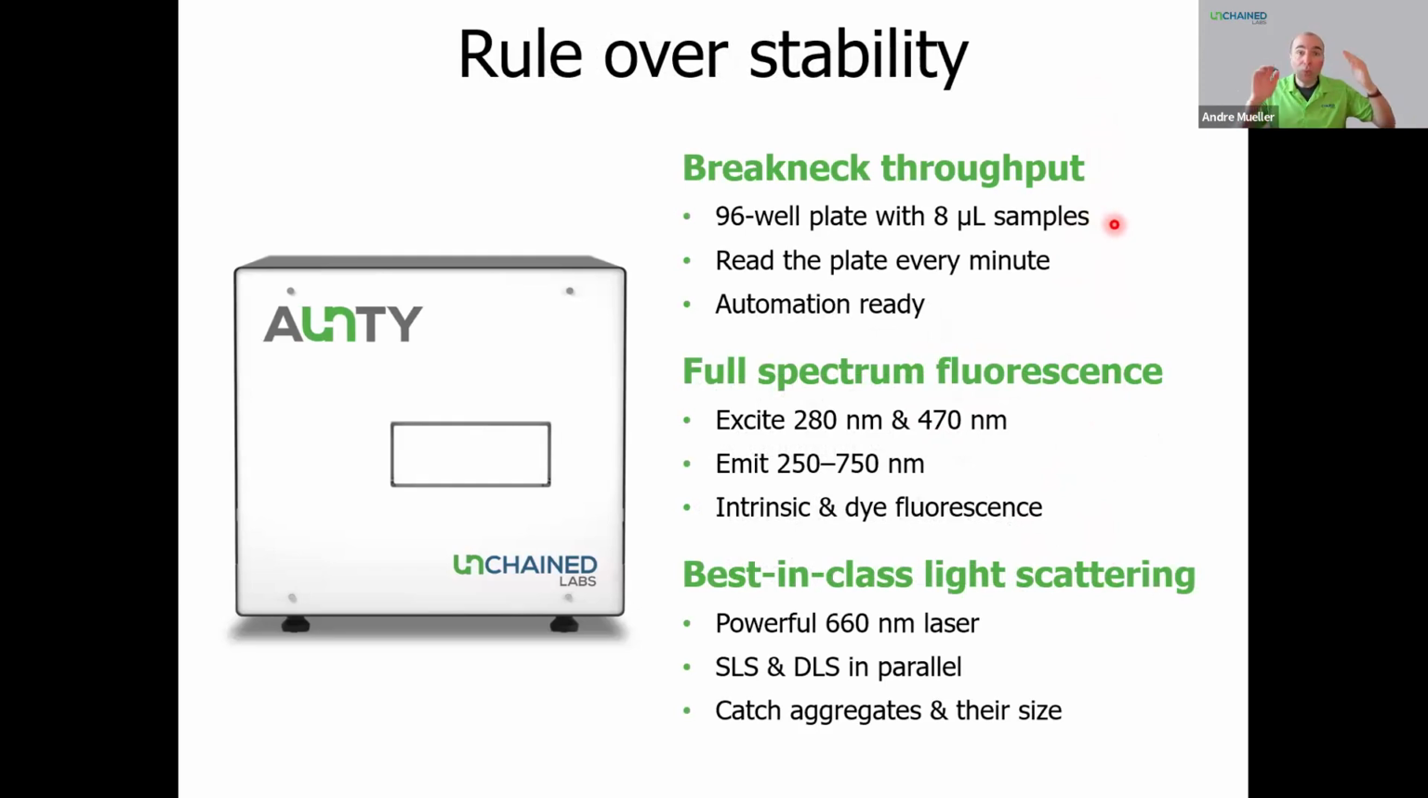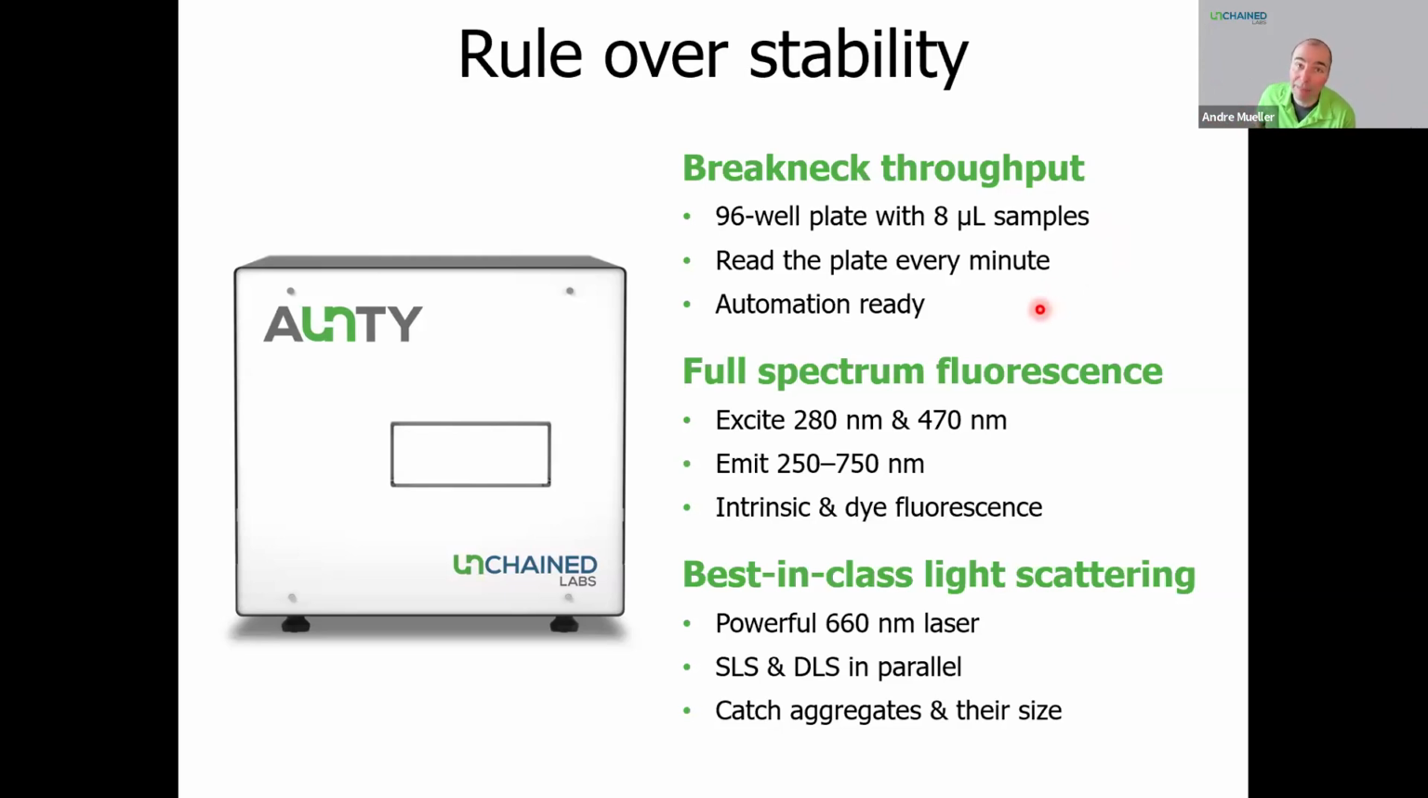Throughput, we are measuring samples in a 96 SBS format plate. The samples, 8 microliters of sample, are held in an all-quartz well for optimal chemical compatibility and also, of course, stellar optical performance. This entire 96 well plate will be read every single minute of your experiment, and on and on and on until you have all the data you might want. And the system is automation ready. If you're using a 96 well plate, of course, that has automation readiness written all over it.